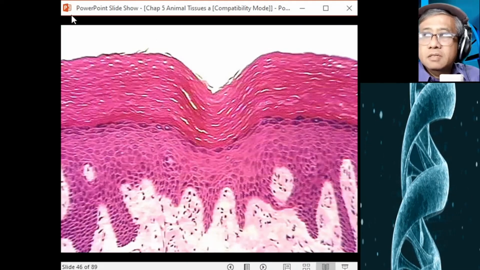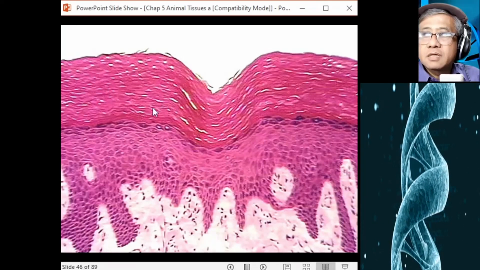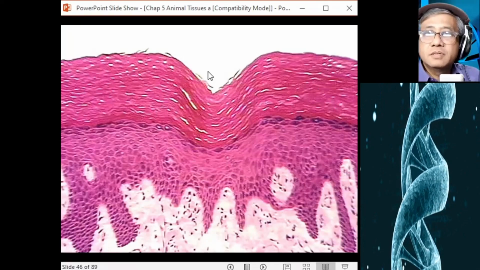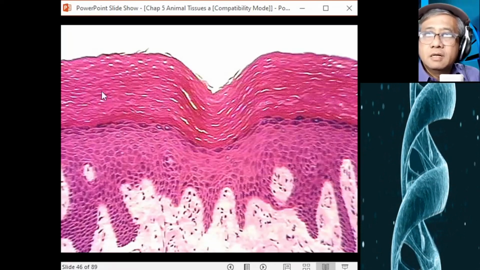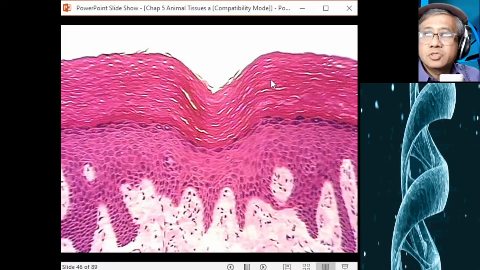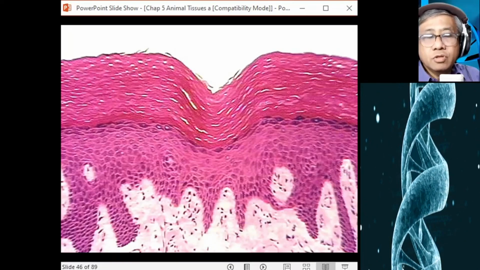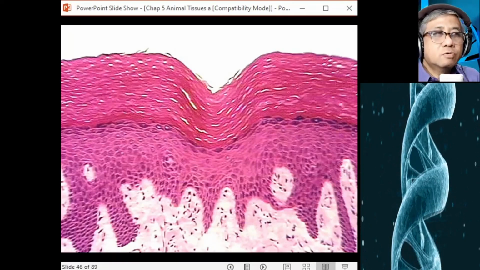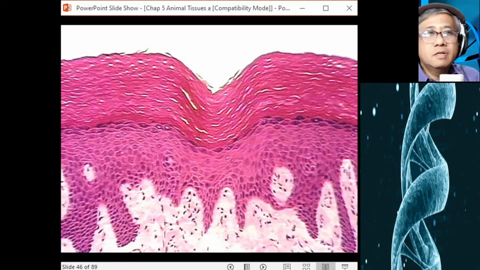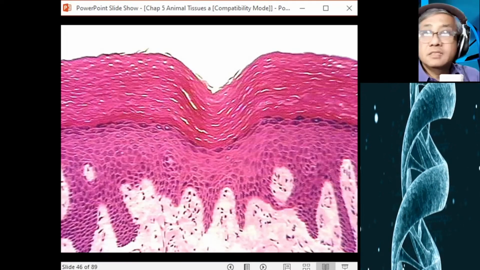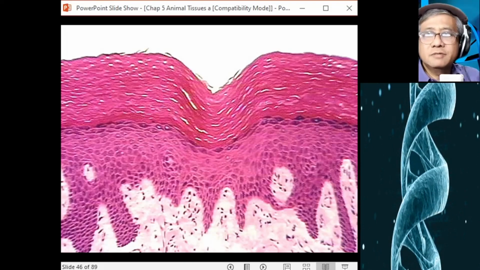Alright, ito naman, this is the epidermis of the skin. So this is stratified squamous or stratified epithelial tissue. Yan, no? So the epidermis, like what I mentioned earlier, is made up of several layers, no? Like yung stratum corneum, stratum spinosum, stratum germinativum, okay, and yung basal layer or germinativum, basal layer.